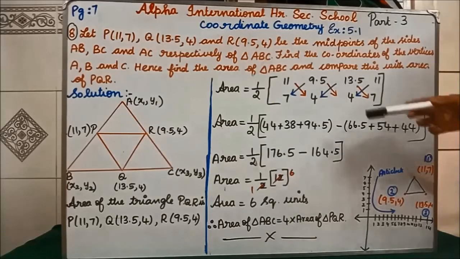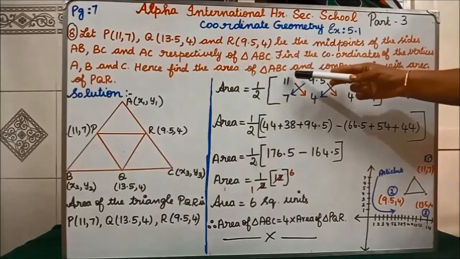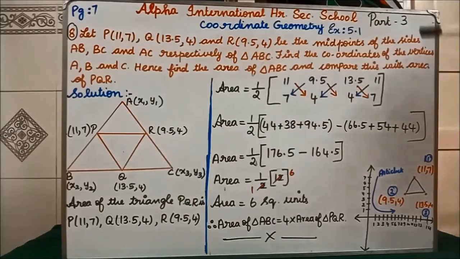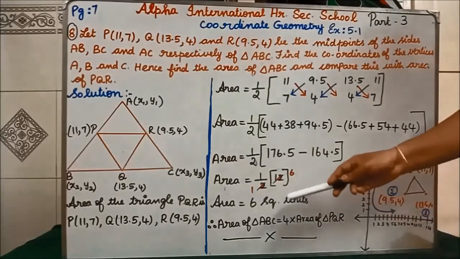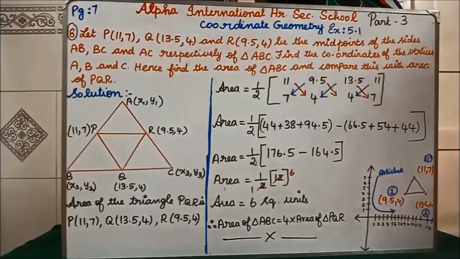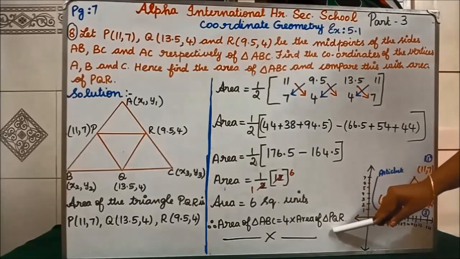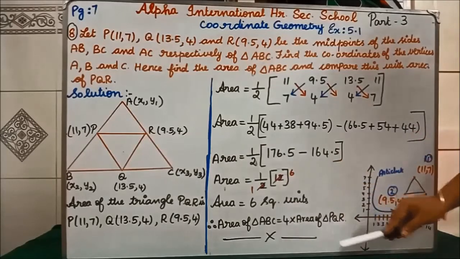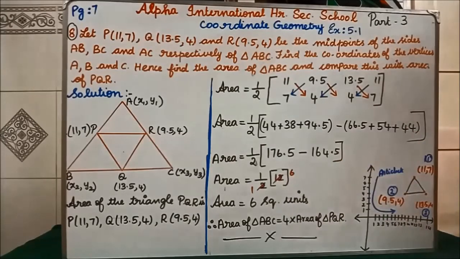Clear? In the question, what they have told: find the area of triangle ABC and compare this with the area of triangle PQR, isn't it? What is the area of the triangle ABC? We have got the value. Area of triangle ABC we have got as 24 square units, isn't it? Now you see how many times this is smaller. So area of triangle ABC is equal to 4 into area of triangle PQR, which means what? Area of triangle PQR is what? 6. So 4 into 6 is what? 24. Then you will get the area of triangle ABC. We have compared now. Clear?